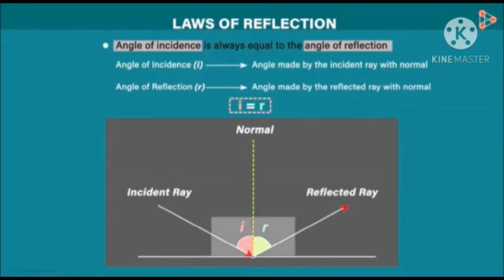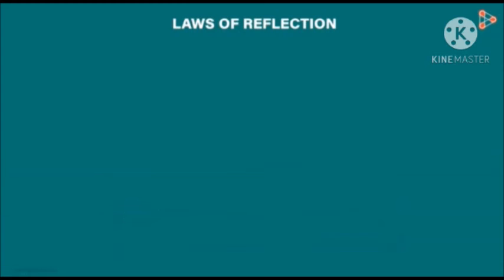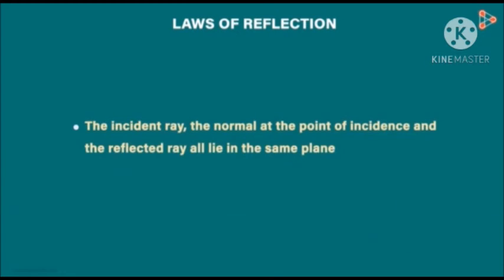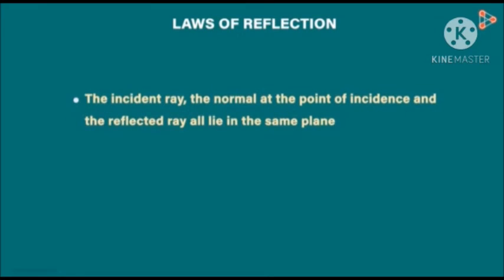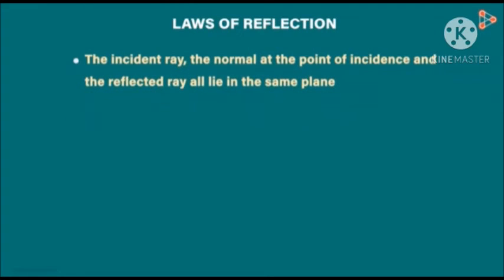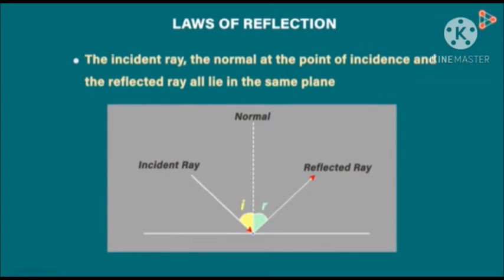Okay, this was the first statement, and the second statement says the incident ray, normal and reflected ray all lie in the same plane. If we draw this scenario on a piece of paper, we will get this. The incident ray, reflected ray and normal at the point of reflection are all on the same plane of the piece of paper. This second law says they will always be on the same plane.